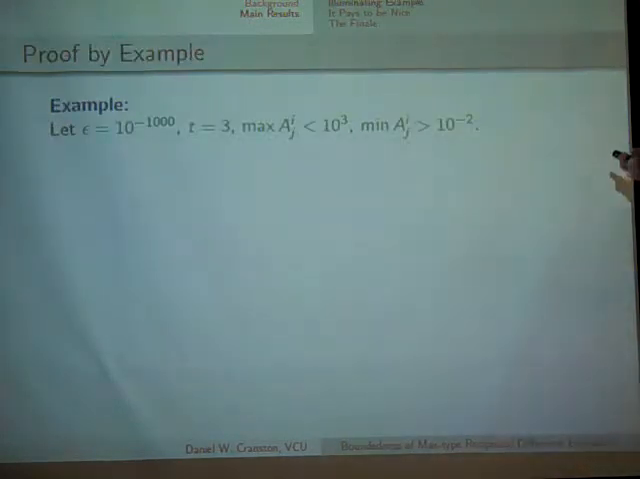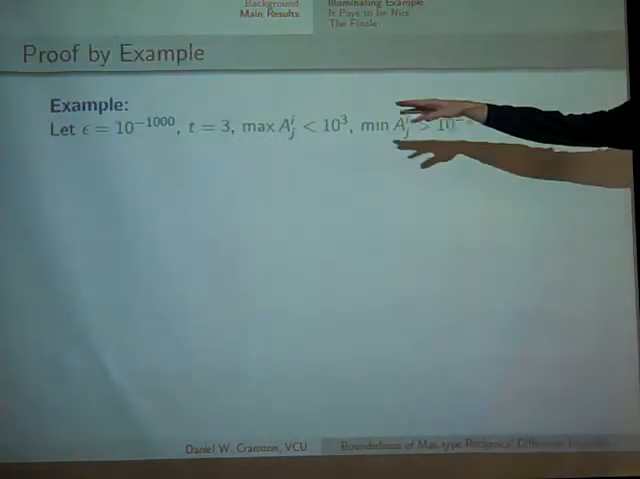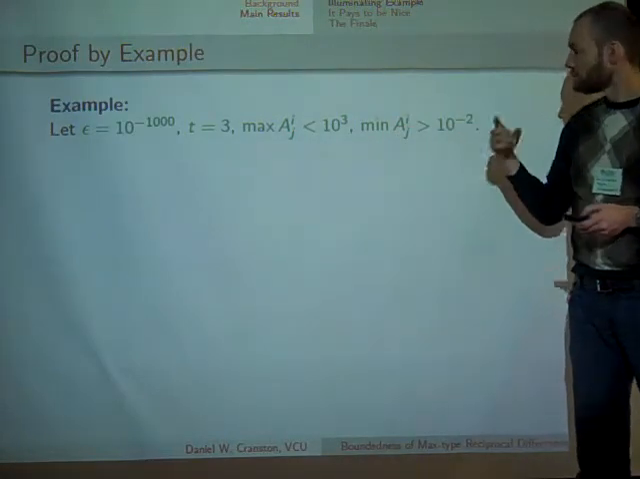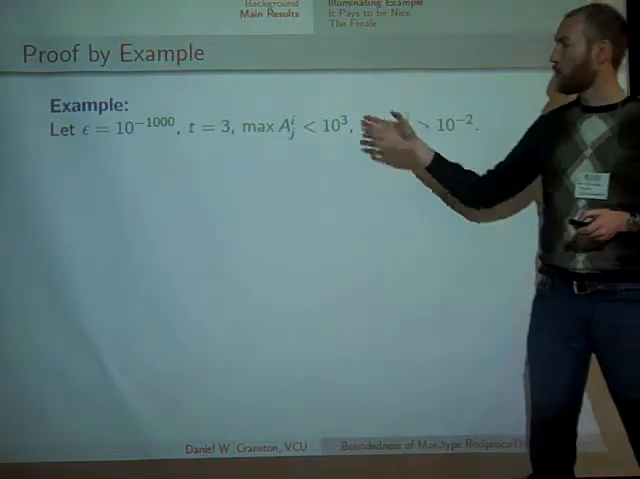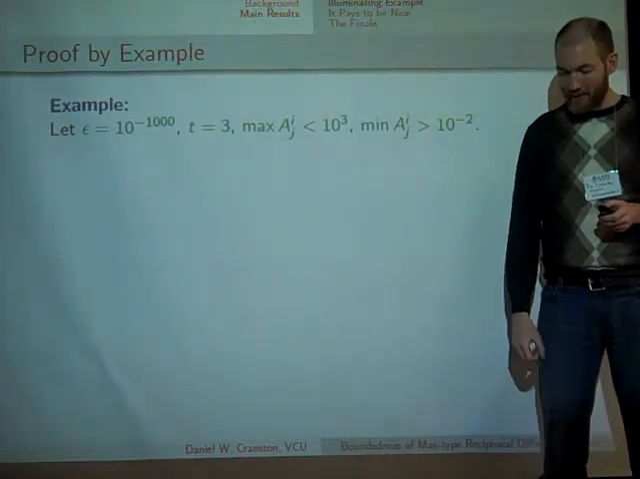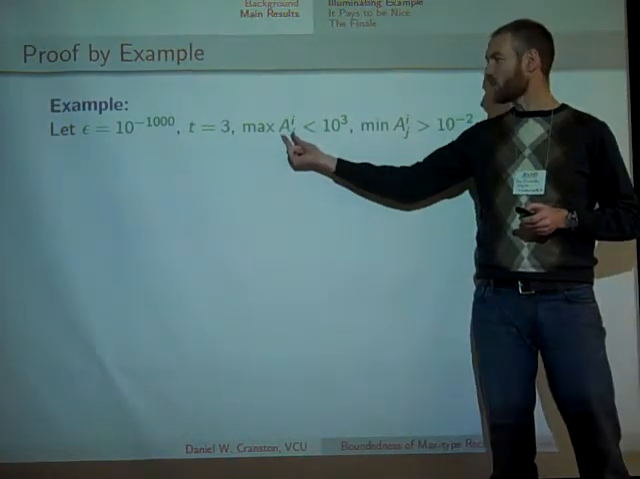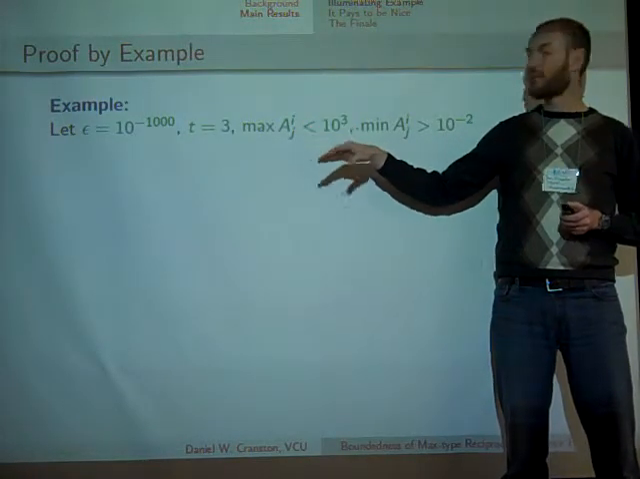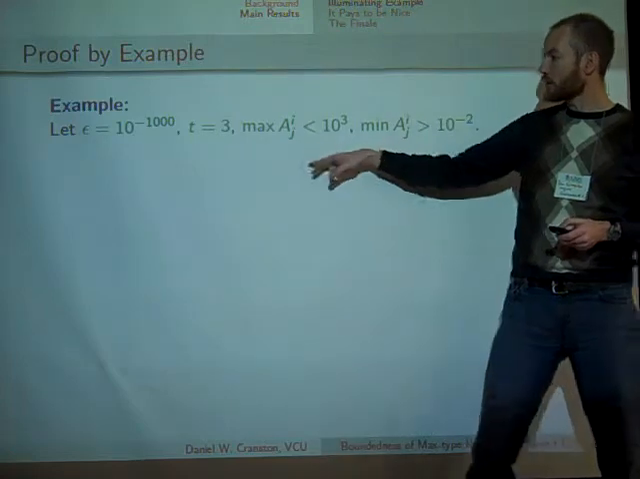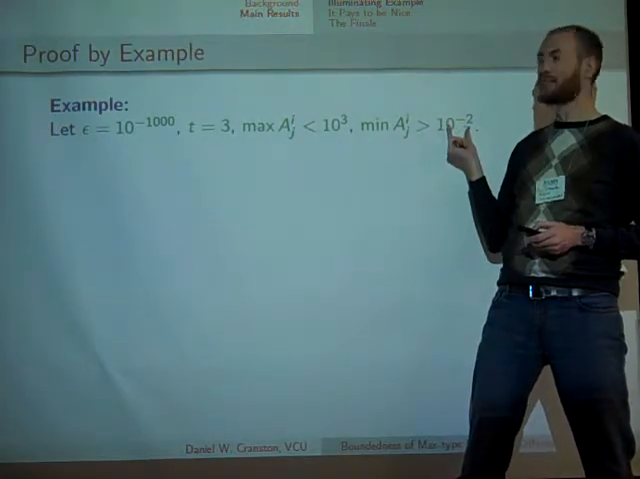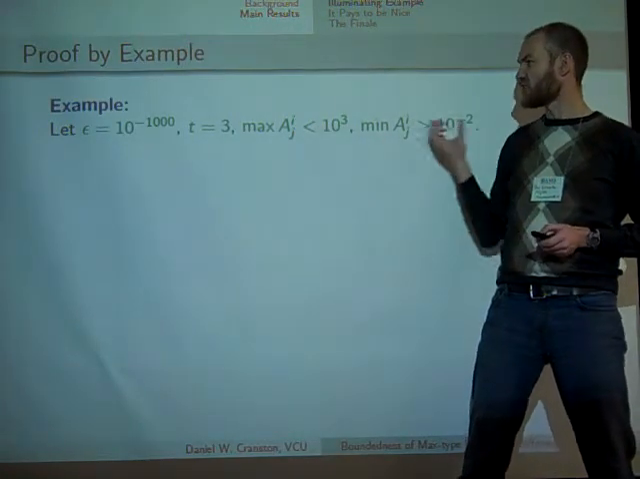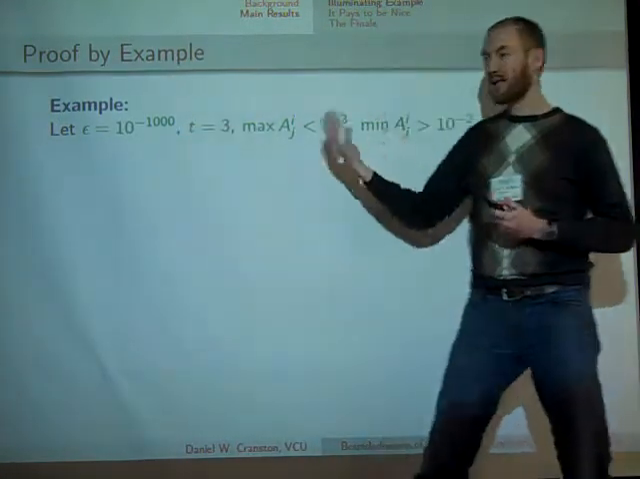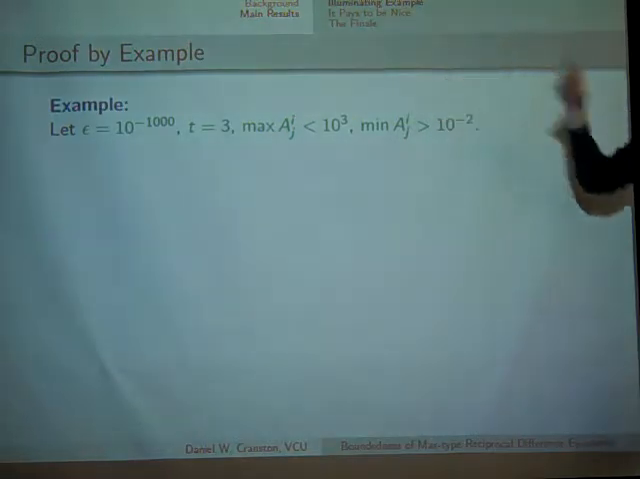So let me actually just work an example. Let's say that epsilon here is 10 to the negative 1,000, t is 3. One interesting point about this idea is that what the actual coefficient sequences are don't really matter very much, right? If you have it in the range 10 to the 3 to 10 to the negative 2, this is essentially almost constant compared to this here, right? So the asymptotics, this is so small compared to that.